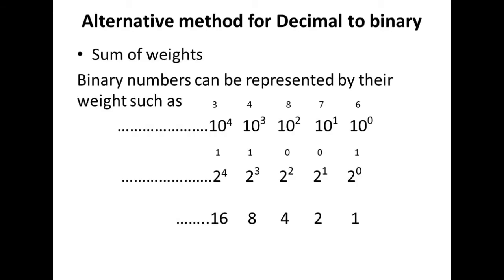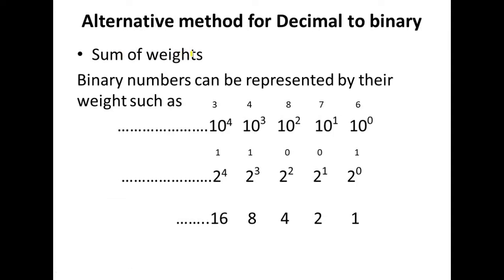In this session, we are going to continue the number system. In the previous lecture, in number system, we have covered the conversion from any base to decimal and then decimal to binary. And in today's session, we are going to discuss the conversion of decimal to binary again, but with a different approach. And this method will be called the sum of weight method.